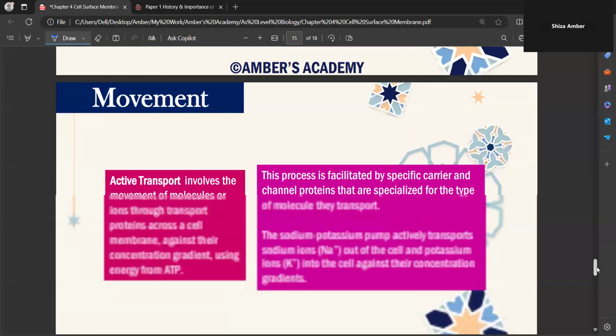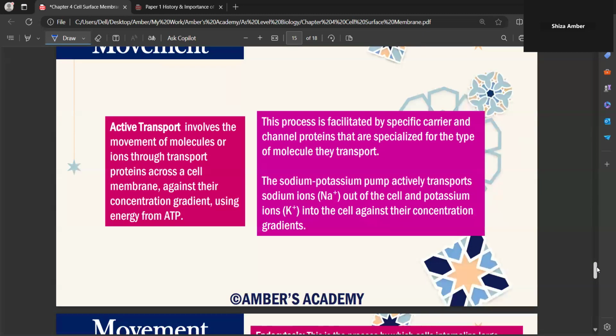Now moving towards active transport. Active transport is the movement of molecules or ions through transport proteins. And now you should remember that the transport protein here is the carrier protein. For facilitated diffusion, channel proteins play their part, and for active transport, carrier proteins are going to play their part. And this movement happens usually against the concentration gradient using energy from ATP. So this process involves ATP.